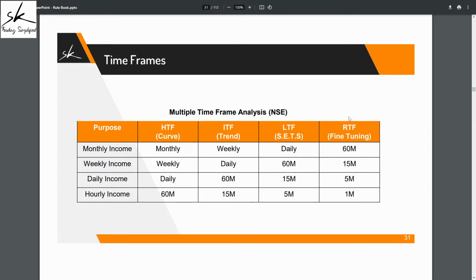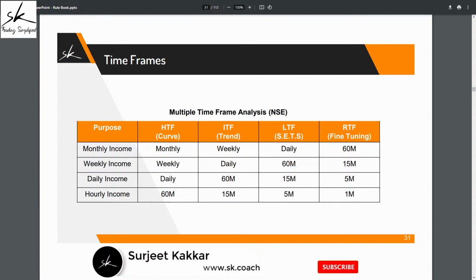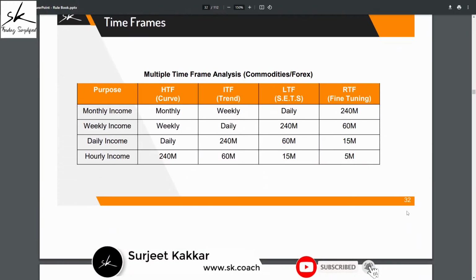Now mind that this table, which is on page number 31, is for the NSE market specifically, because this market is only open for about 6 hours and 15 minutes. So it's open for a very small duration. That's why we have some time frames which we might want to modify if the markets are open for longer durations. So that is why I also have another table on page number 32.